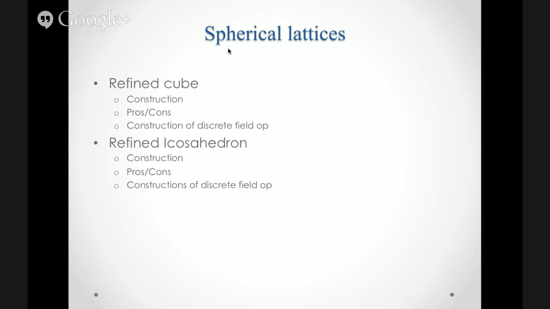Okay, so now we're going to move on to talking about the different kinds of lattices. The first one I'm going to cover is what we call the refined cube, and I'll just go over how it's constructed. There are a lot of nice pictures, and it's the last talk of the day, so you can just look at the pretty pictures and sit back and enjoy that. And then I'll talk about pros, cons, why this may or may not be a good mesh, and finally, the construction of the actual field operator, which is what we care about. And then I'll do the same thing for the refined icosahedron, which is the mesh that Rich talked about.